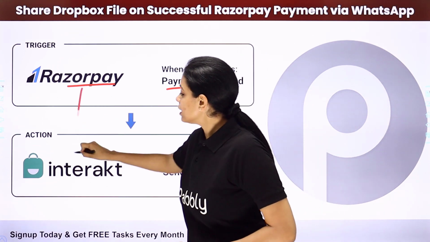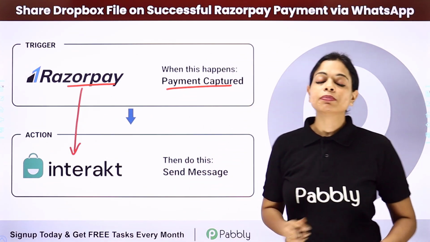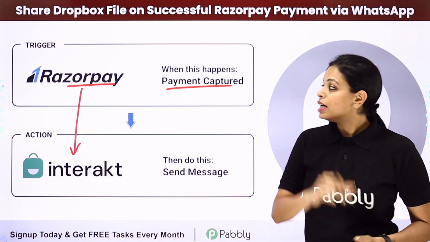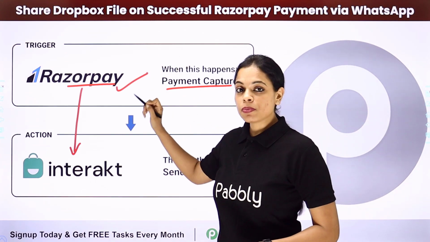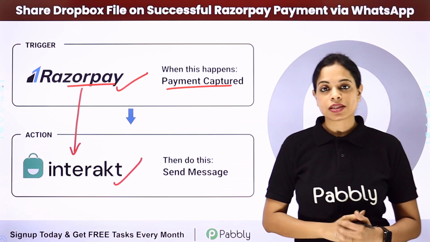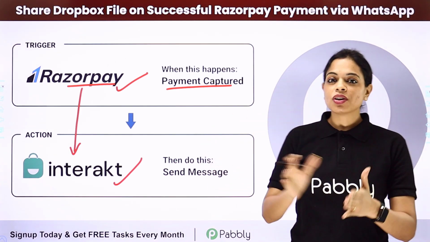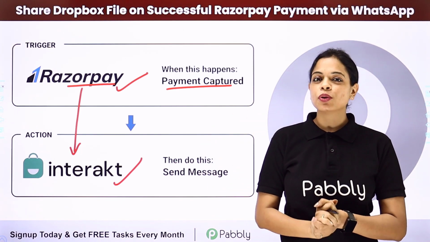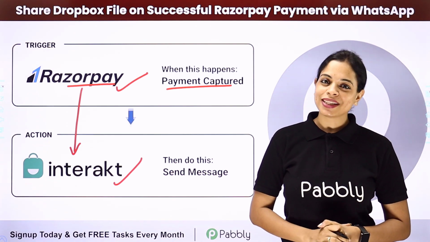For this, you will have to integrate the two applications, and the same thing can be done using Pabbly Connect software. So here your trigger application will be Razorpay and your action application will be Interakt, that helps you in sending WhatsApp messages. Now how can you integrate and automate this entire process yourself? To understand that, let me take you to my screen.